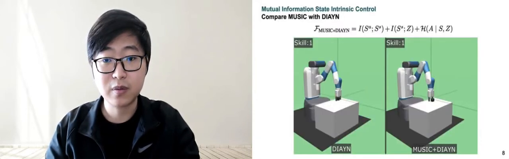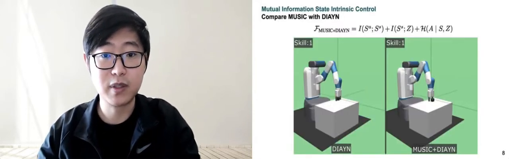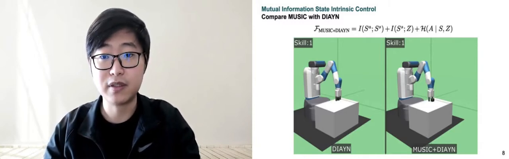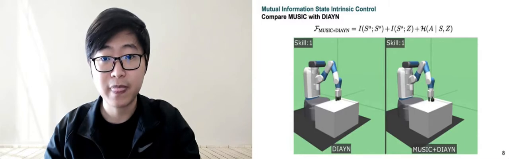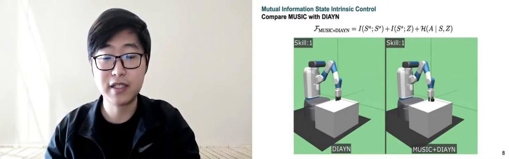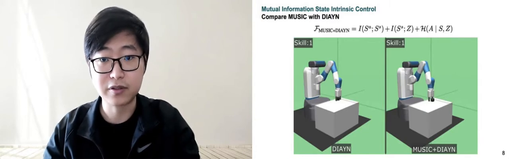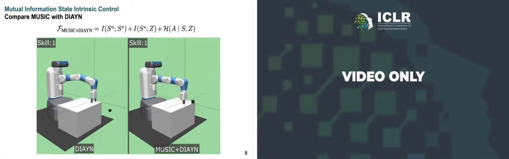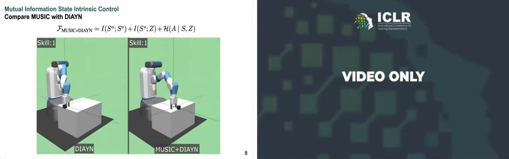In this slide, we compare our method MUSIC with DIAYN. The DIAYN objective is to maximize the MI between the state and the skill option. And the MUSIC objective is to maximize the MI between the agent's state and the surrounding state. So from this video, we can see that on the left side, with the DIAYN reward alone, the agent cannot learn to control the object. So it cannot further learn to discover diverse skills.